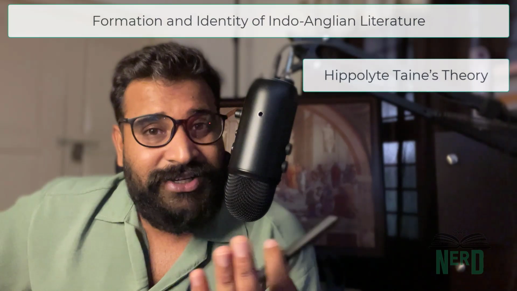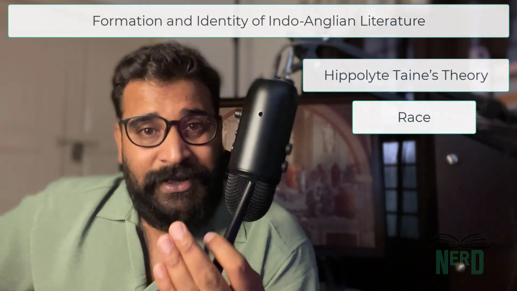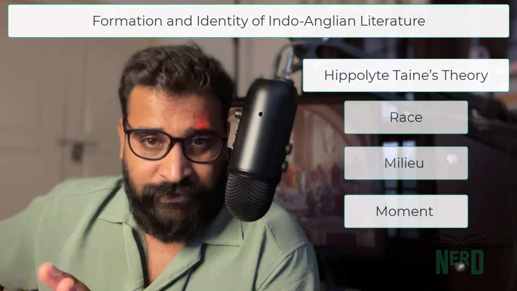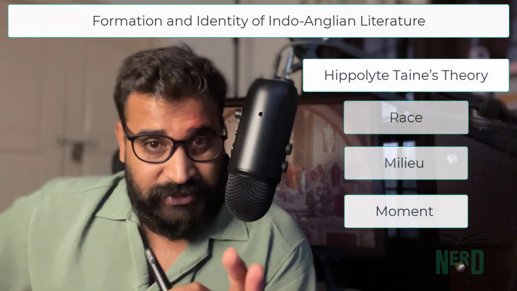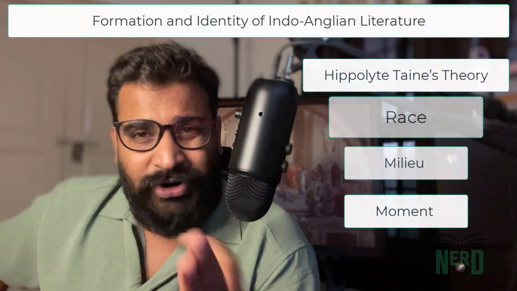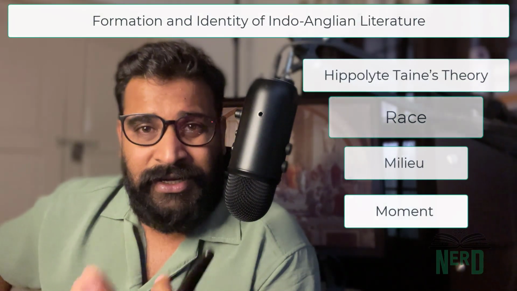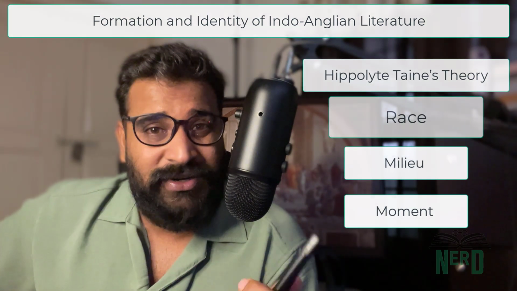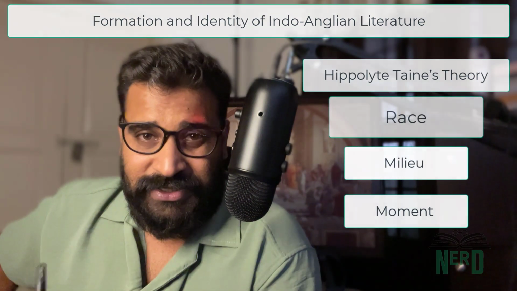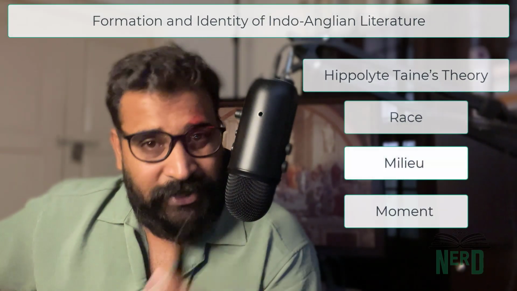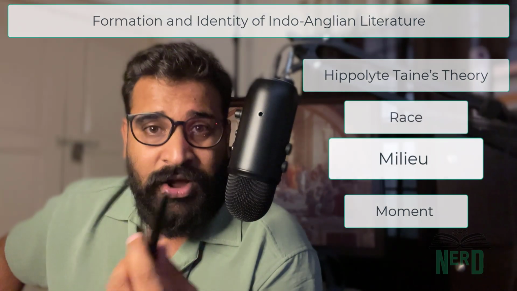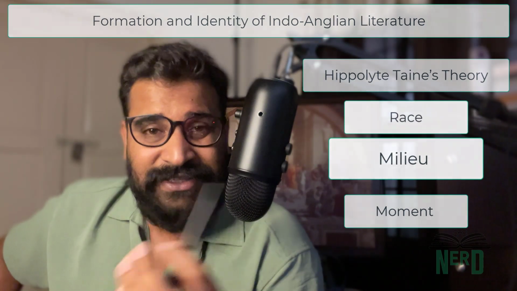Let's decode it using Hippolyte Taine's theory. He said literature is shaped by what? Race, milieu, and moment. Let me break it down for you. First, race. It's not about your skin or blood. In our case, it's about identity, the blend of Aryan, Dravidian, Mughal, and European influence. The second is milieu. That's our environment, a subcontinent of many tongues, faiths, and philosophies.